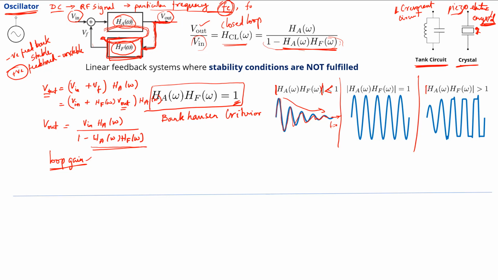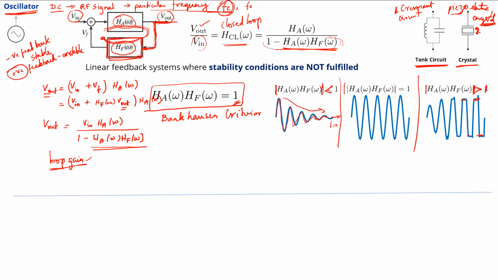If the magnitude of the total loop gain is greater than one, then the oscillator output is going to be so unstable that it becomes non-sinusoidal. It gets clipped off and becomes non-sinusoidal in nature.